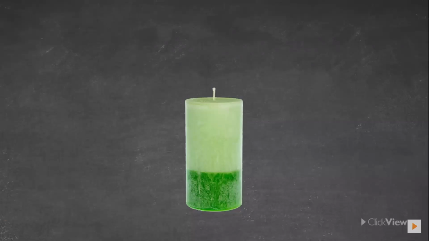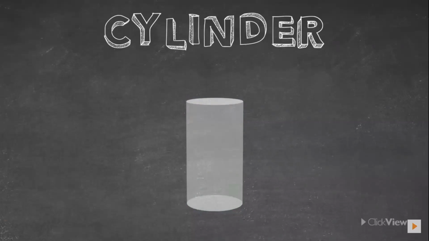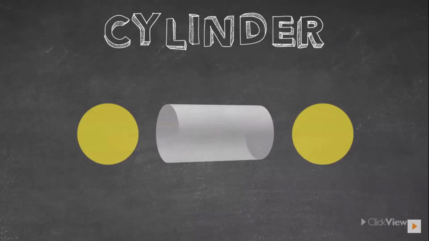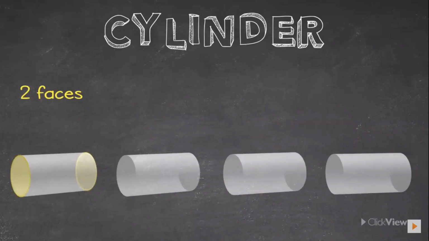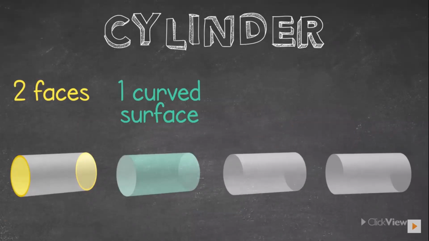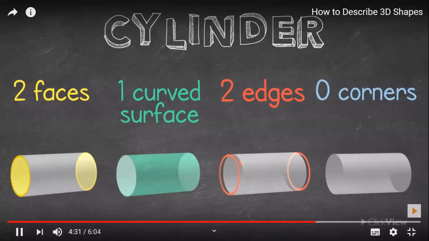This shape is called a cylinder. A cylinder has two circles on each end that are the same size, with a tube in the middle. It has two flat faces and one curved surface. The cylinder also has two edges, but no corners. Remember, a corner is where two or more edges meet. In a cylinder, there are no corners because its two edges do not meet.